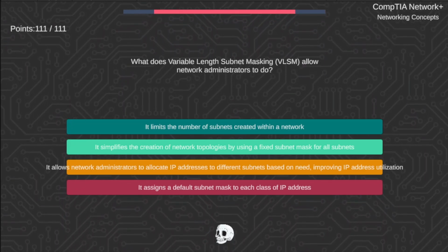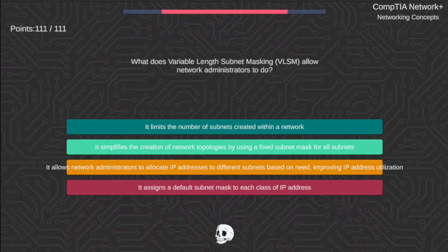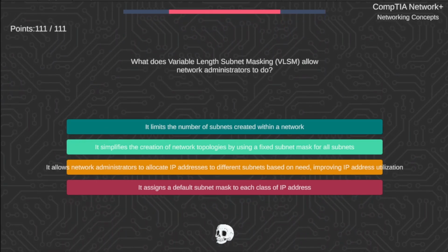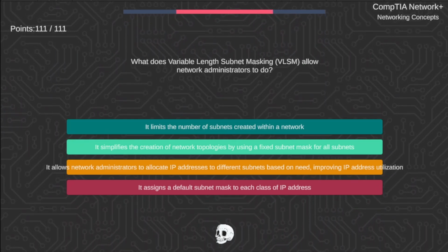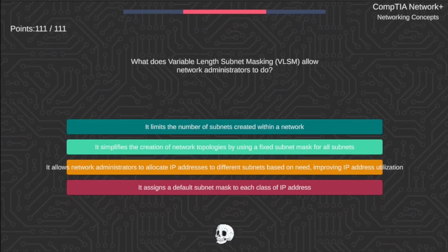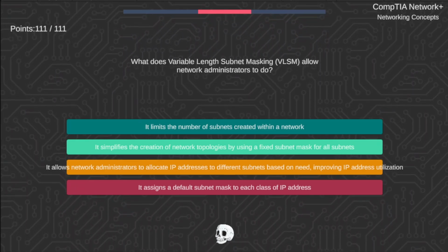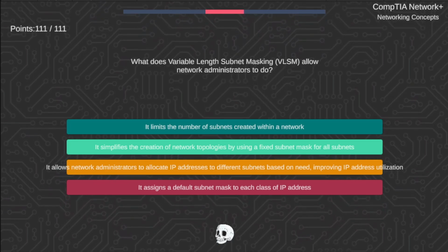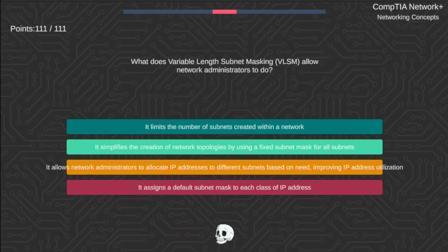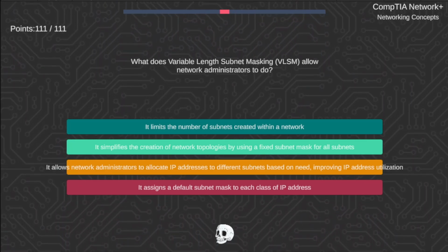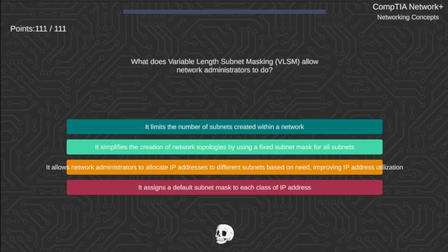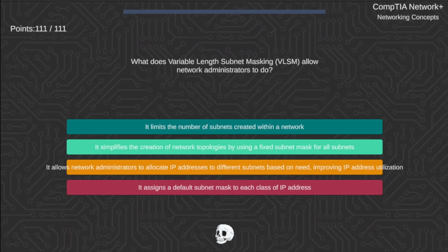It limits the number of subnets created within a network. It simplifies the creation of network topologies by using a fixed subnet mask for all subnets. It allows network administrators to allocate IP addresses to different subnets based on need, improving IP address utilization, or it assigns a default subnet mask to each class of IP address. Variable length subnet masking. What does it allow network administrators to do?